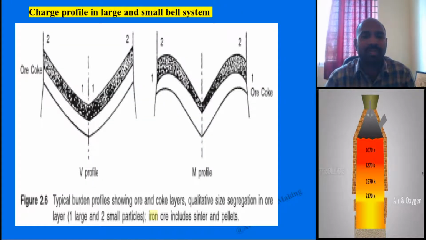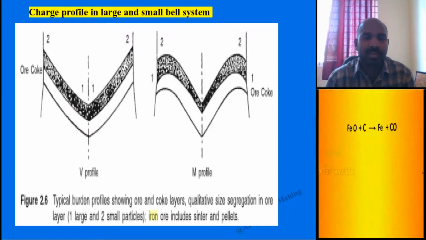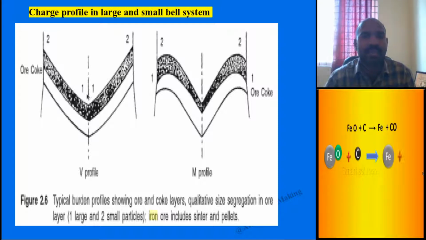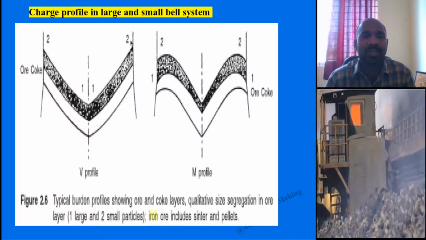And how does this excess occur, for example excess ore? These are the layers. At the center there will be large particles. 1 stands for large particle, 2 stands for small particle. Large particles will settle at the center, and small particles will go to the top.